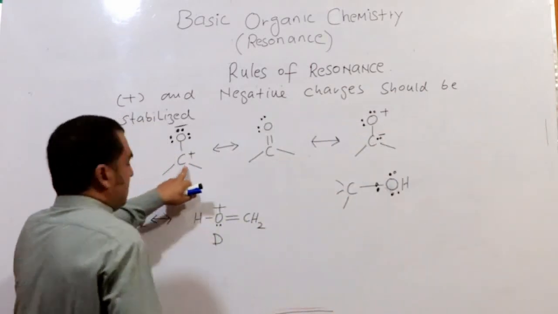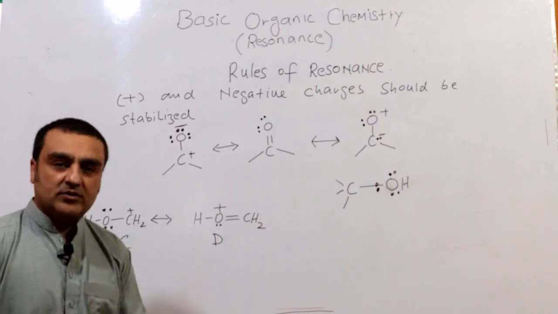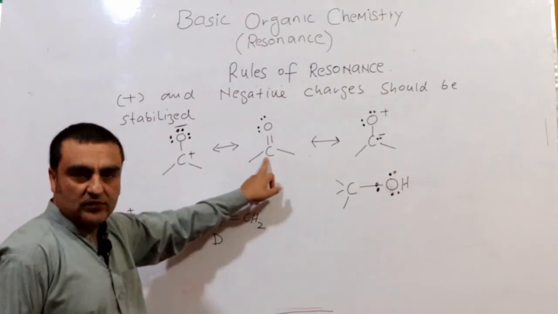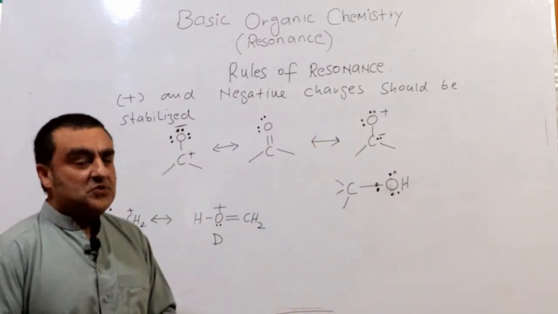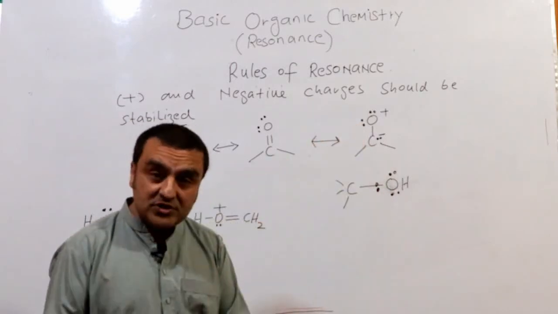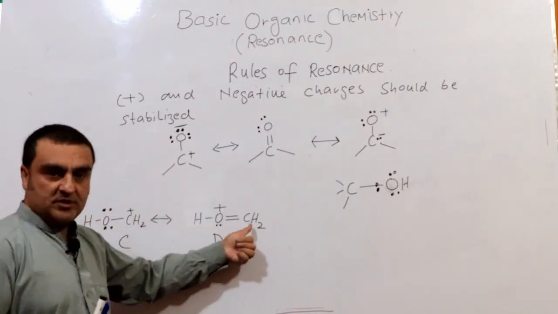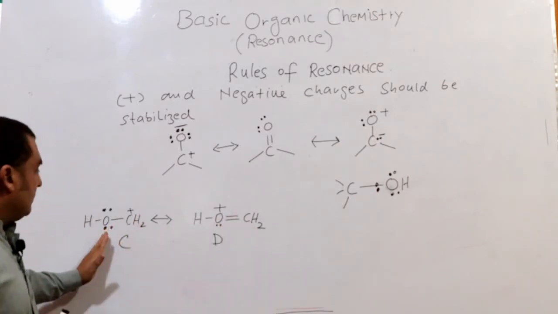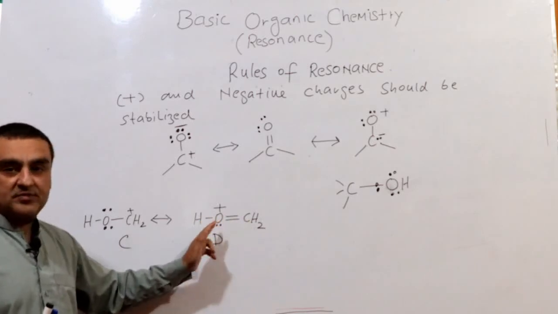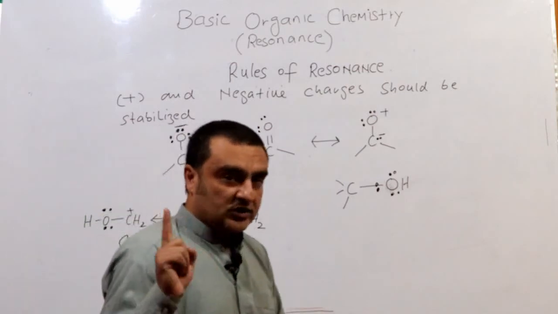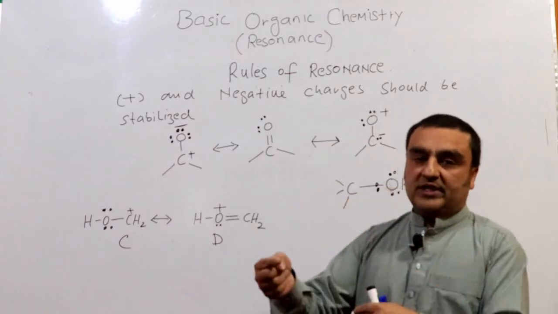Now let's move to this structure. The carbon's octet is incomplete. As we saw, we need to prefer those structures whose octet is complete. So this is best of the best, this is second best, and this is worst, because in the presence of carbon, oxygen has a positive charge and an incomplete octet. Here oxygen has a positive charge, carbon is neutral, but the octet of both atoms is complete, so the octet should be given preference over the positive or negative charges.